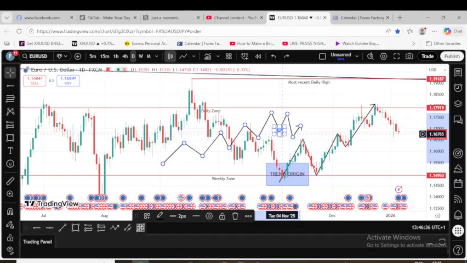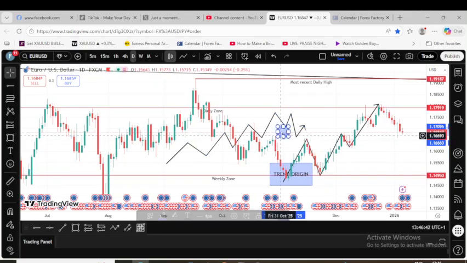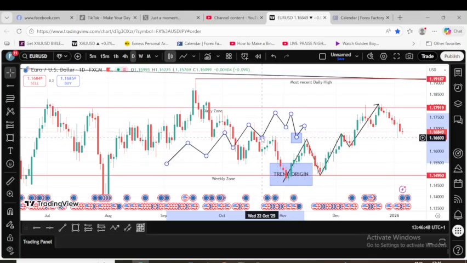That means that the lowest low is actually this point, but still it has yet to be confirmed.